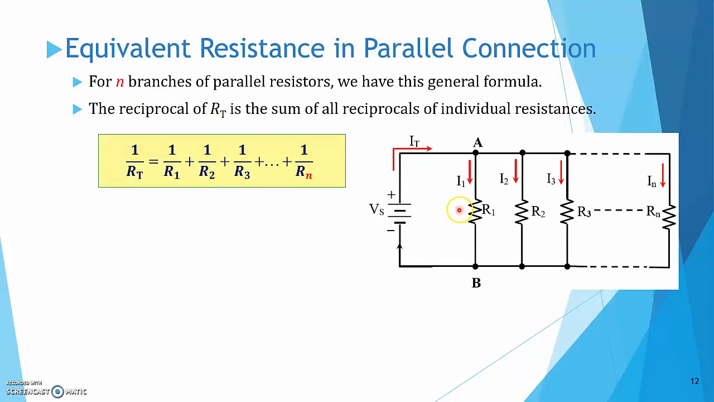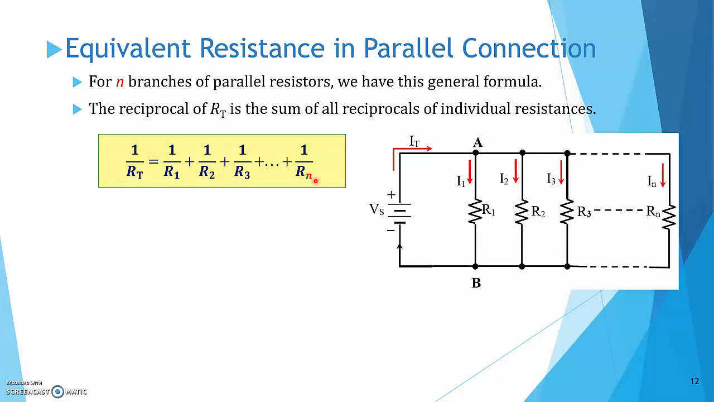In general, if there are n resistors connected in parallel, 1, 2, 3 until n, then the equivalent or total resistance can be calculated by using this formula. Take note that this is not exactly the total resistance. This is the reciprocal of the total resistance, which is equal to the sum of all reciprocals of individual resistances.